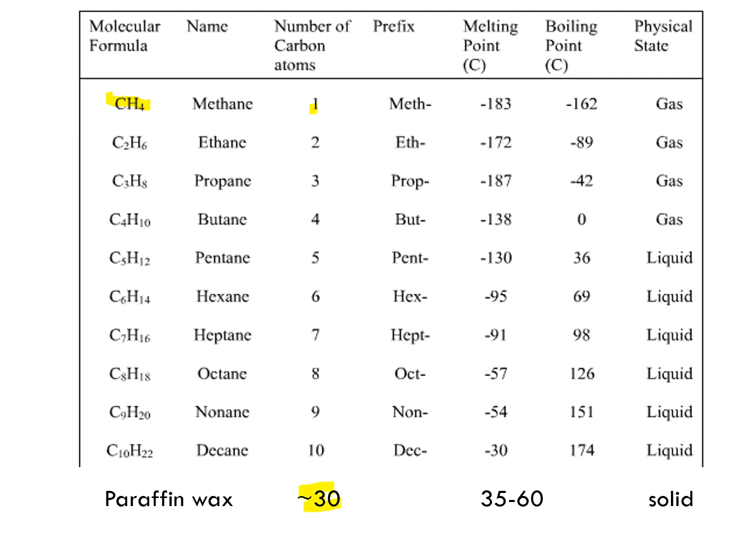And so what happens is that you go from gas for methane, and then eventually they become liquids, and then eventually they become solid. And so you see an increase in the boiling point and an increase in the melting point.